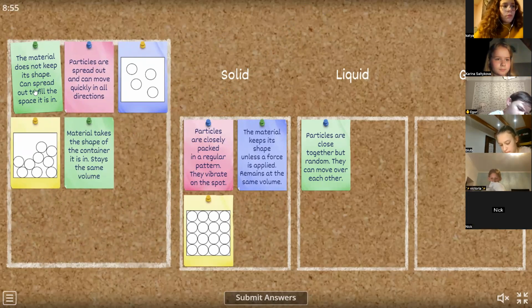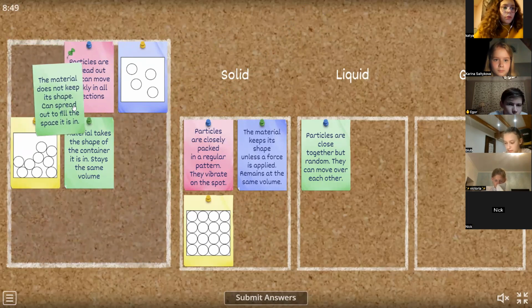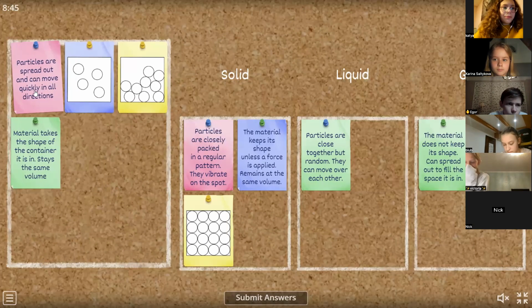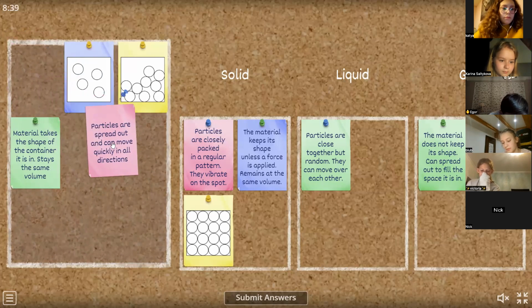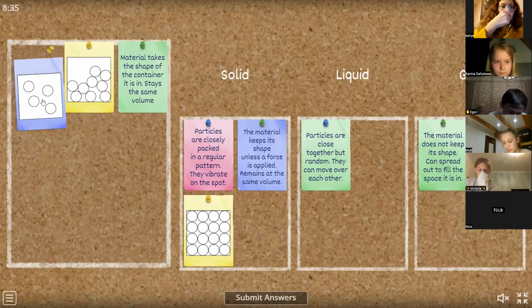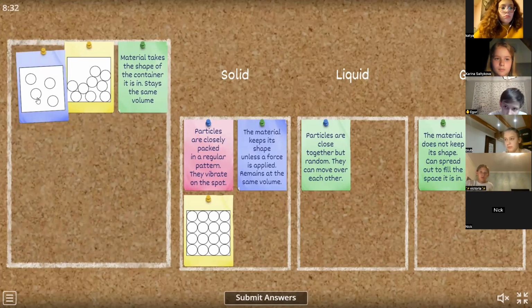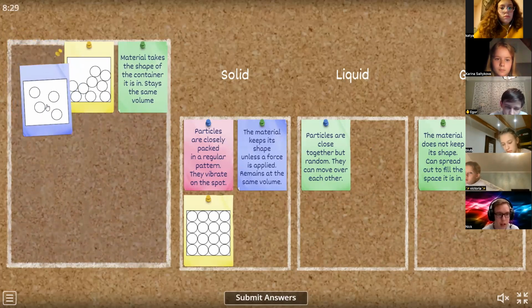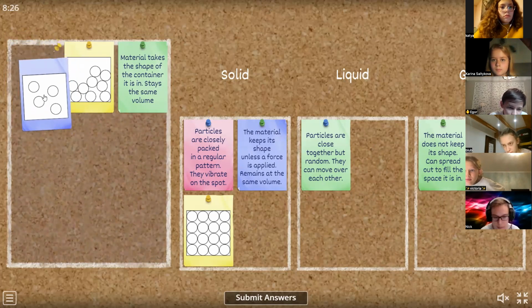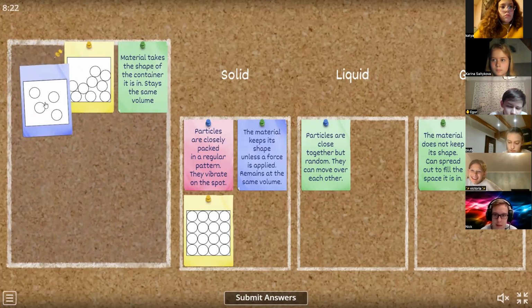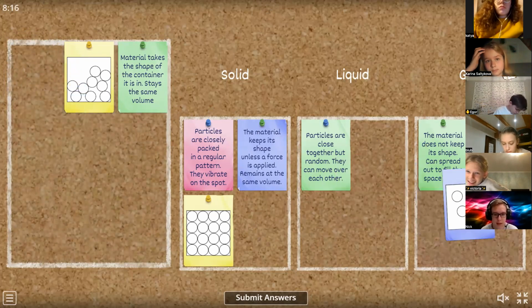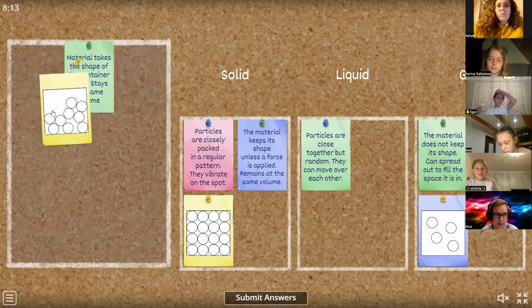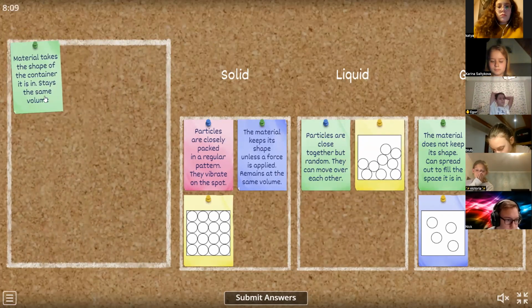Which material cannot keep its shape and also fills all the space that is given to it? Gas. Yes. Particles spread out and can move quickly. Which picture is this for, Vika? I think this is gas. Gas, yes, okay. What is this picture for? Liquid. And we're left with the last statement.